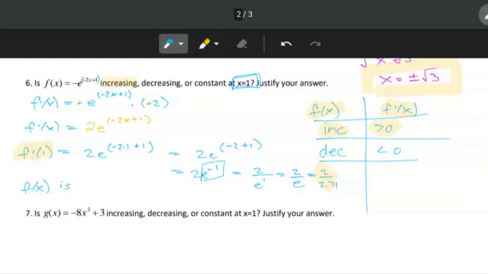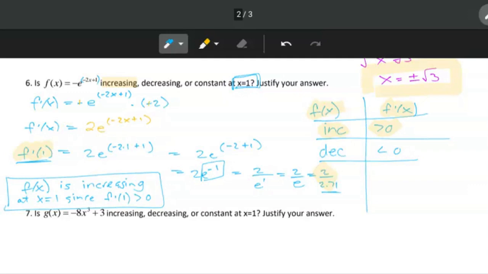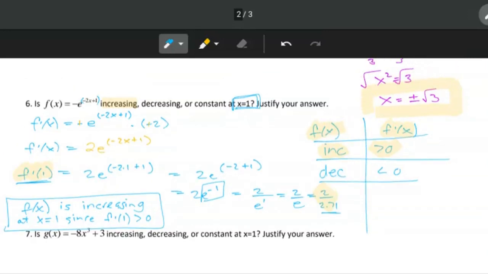f of x is increasing at x equals 1. And we can write how we know. It says justify your answer. We'll say since f prime of 1, we did that math, was a positive number. Since it's greater than 0 or positive, that's the shortest way of writing your reasoning. If it was a negative number, we would have picked decreasing. Increasing was if f prime was greater than 0, a positive number.